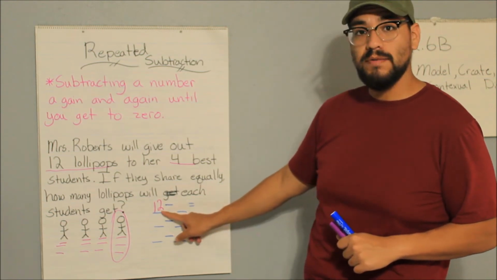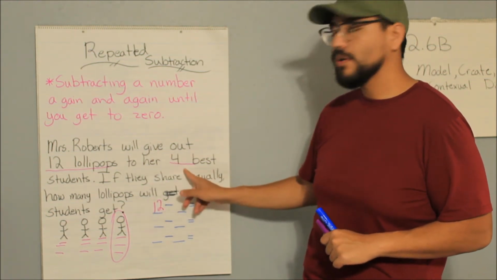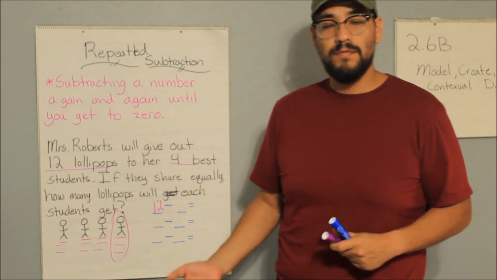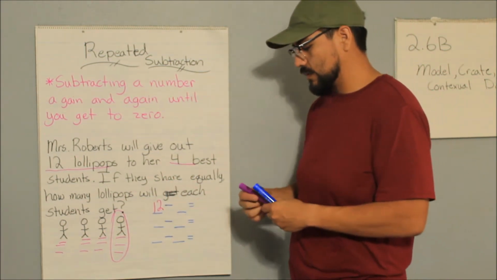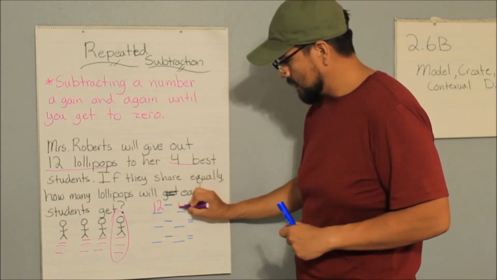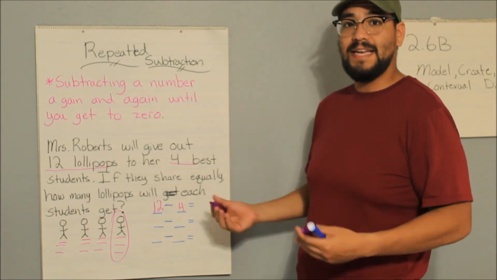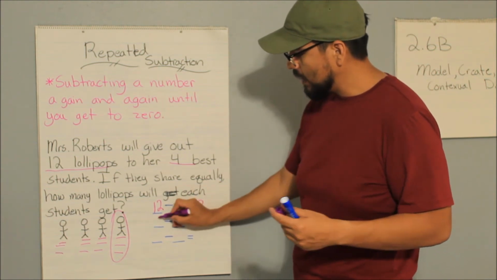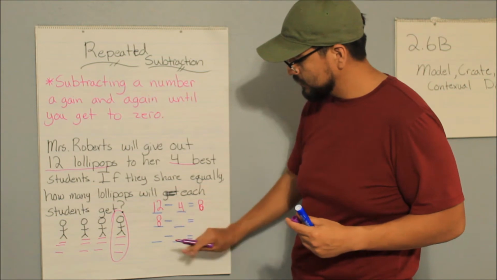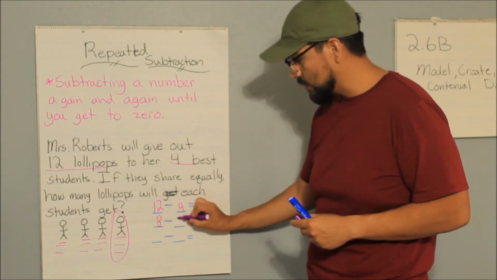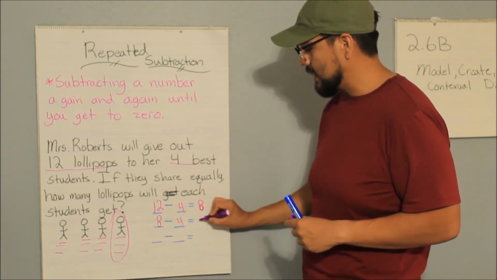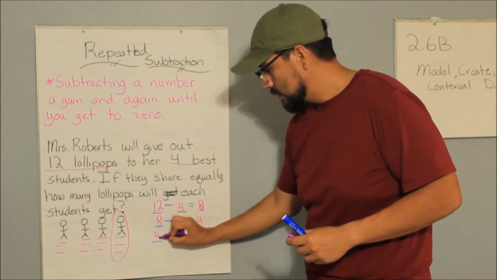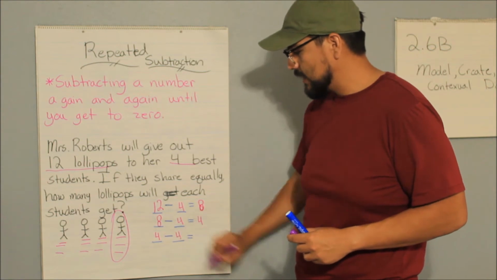I start off with 12 and I subtract my number of groups. How many groups do I have? 4. Again, my number of groups are my students. So I subtract 4, and that gives me 8. So now I bring my 8 over to the next line and I subtract 4 again. This time I end up with 4. Now I subtract 4 again.